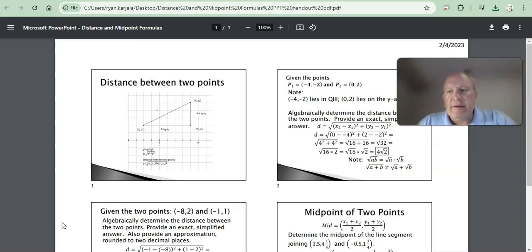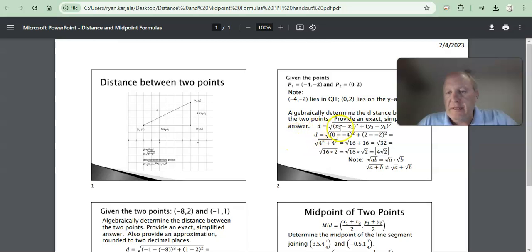This time we're going to talk about distance and midpoint formulas. So when we think about distance, it's the distance between 2 points, and you can think about a triangle. And you could actually use the Pythagorean theorem to figure out how far it is from point x1, y1 to point x2, y2. But based on that, we can develop what's called a distance formula.